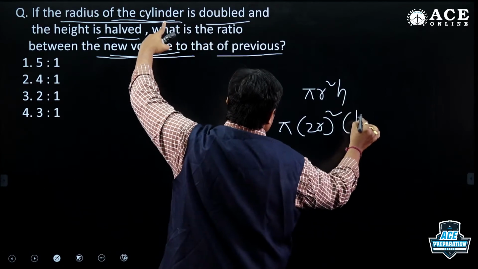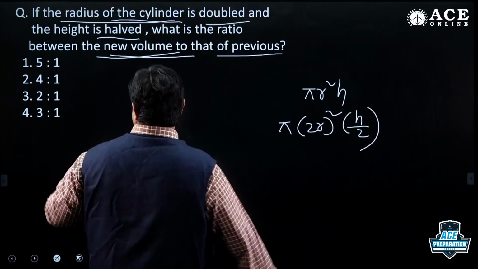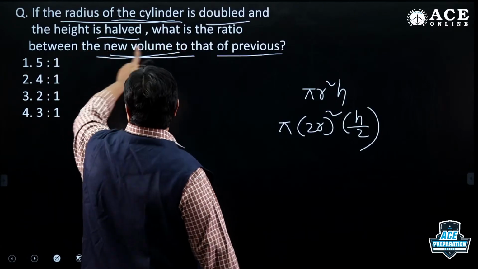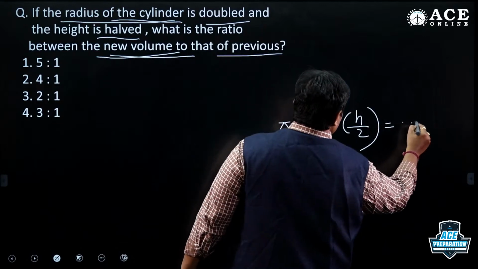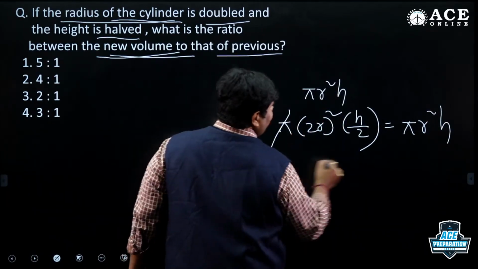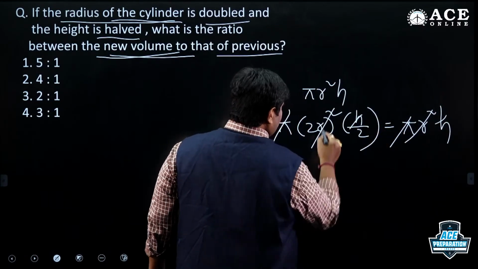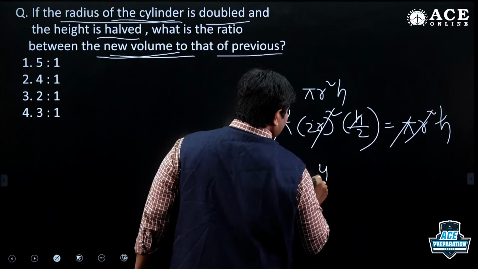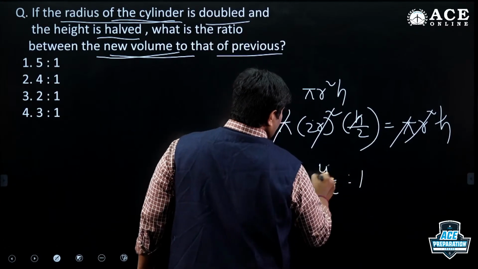The height is halved. What is the ratio between the new volume to the previous, which is pi r square h? So pi cancels, r square cancels, height cancels. Then r square means it is 4, by 2 is 2 to 1.